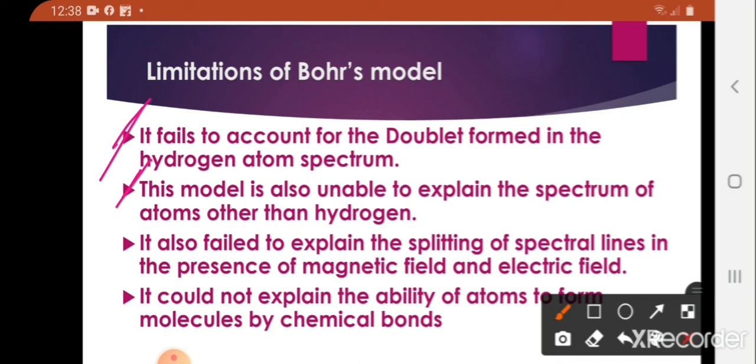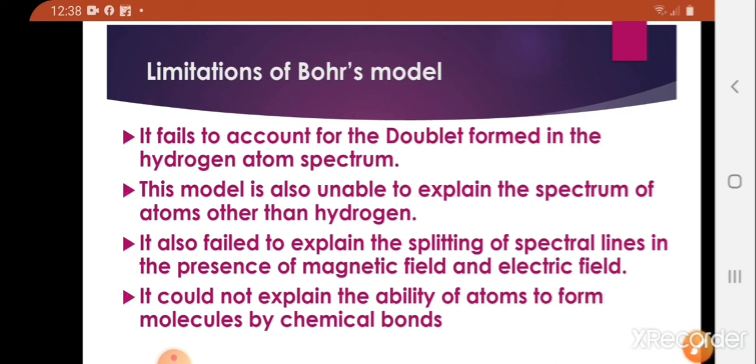The next limitation is that it failed to explain the splitting of spectral lines in the presence of a magnetic field and an electric field, that is, the Zeeman effect and Stark effect. The fourth limitation is that it could not explain the ability of atoms to form molecules by chemical bonds. These are about the Bohr model of atom and its limitations.